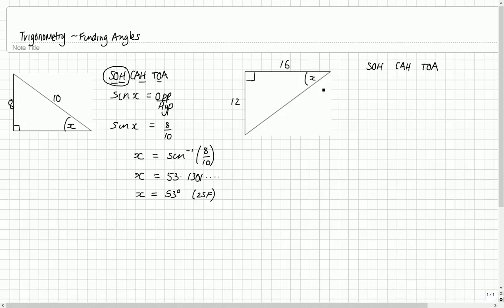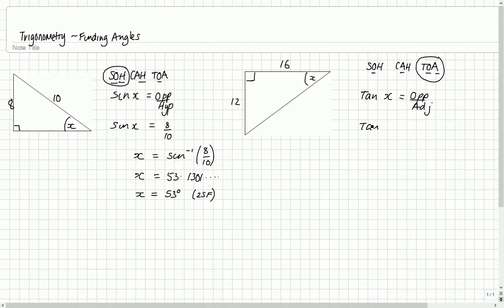I'm going to think about this one because it's a different way around. So there's the hypotenuse here. It's opposite the right angle, but it's not involved in the problem in this case. We've got the angle x looking across at the opposite side, which is 12, and we've got the adjacent, which is 16. So we've got an opposite and an adjacent. We need to use tan. Tan x equals opposite over adjacent.